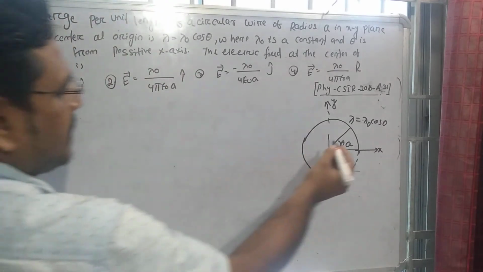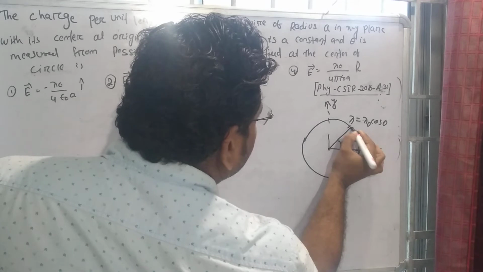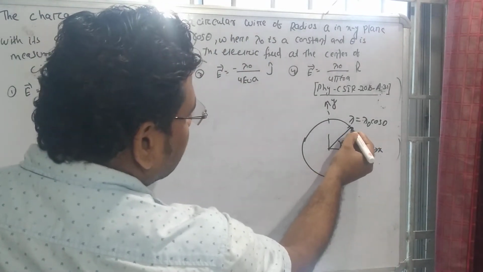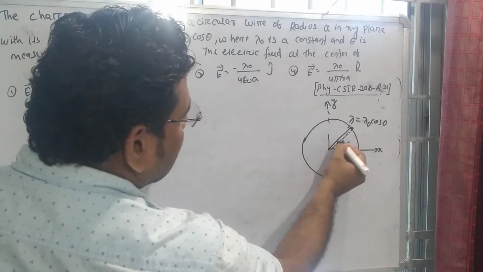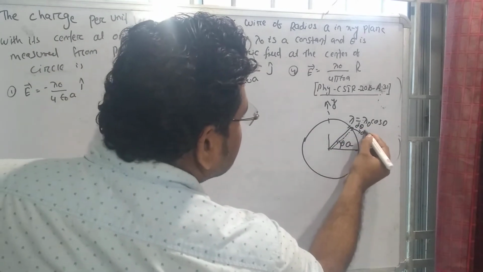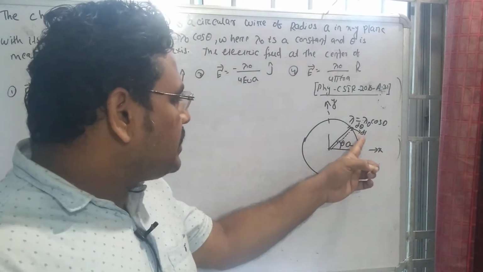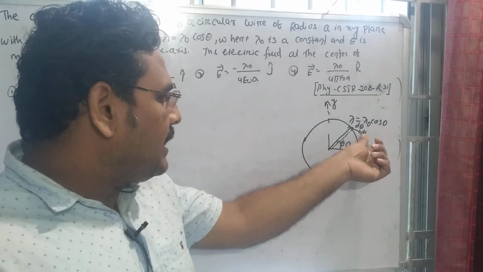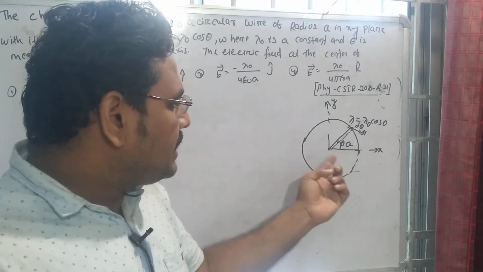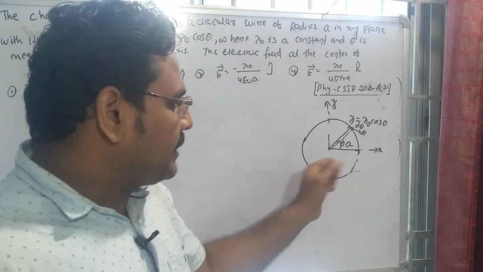Now let's take a very small elemental length here which makes an angle theta, this angle is d theta and the elemental length is dl. Now let's find the electric field due to this small elemental length, and then we have to integrate over the whole ring, then we can find the electric field at the center due to this whole ring.